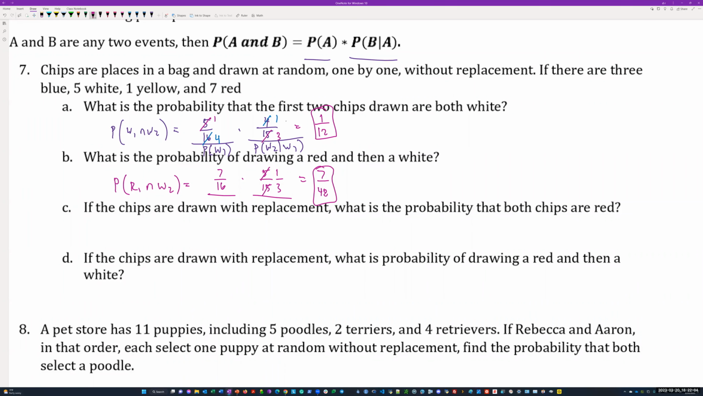If the chips are drawn with replacement, what's the probability both chips are red? Not for both of them. No, it's 7 out of 16, and then it's 7 out of 16. But the thing is, you have to multiply it out. Oh, okay. So then this is 49 out of 256. Or just do it on the calculator. Does that make sense? Those are not going to cancel because 7 doesn't go into 16. Well, there's no common factors. Whatever. Does that make sense?